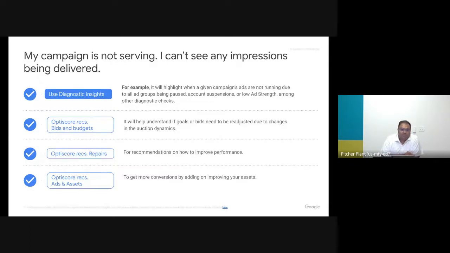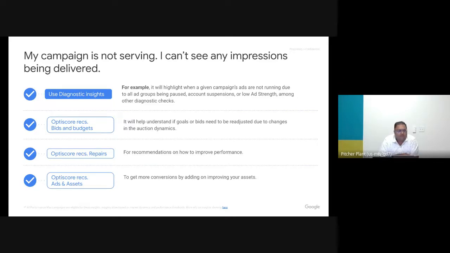So if your campaign is not serving and I can't see any impressions being delivered, there is a user diagnostic insights tool that, if a problem exists, will surface it, and it can help you understand if there are specific things that need to be fixed or added or removed, or if there's a policy issue to address that particular challenge. And again, I think OptiScore does a pretty good job of helping you pinpoint where the issue arises.